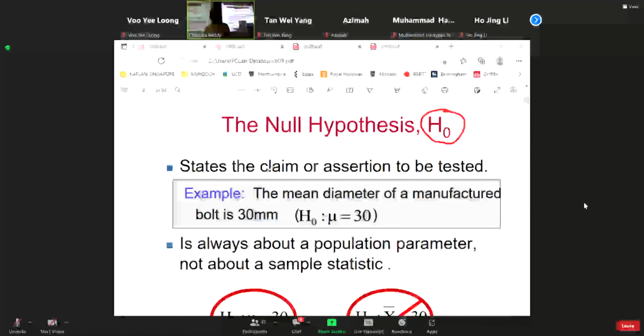So the null hypothesis is always about the claim or assertion which you want to test. For example, you say that the mean diameter of a bolt is 30 mm. So how do you write the null hypothesis? In abbreviated form, we write the null hypothesis as H naught: mu is equal to 30. That means the mean diameter of the bolt in the process or the population is 30.